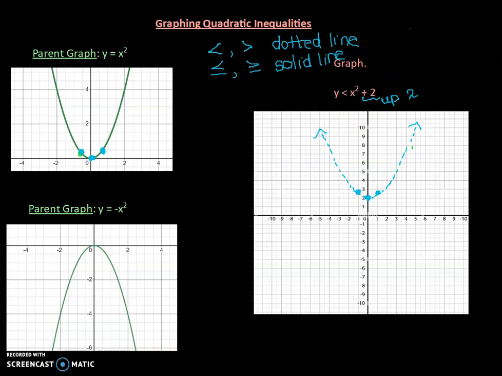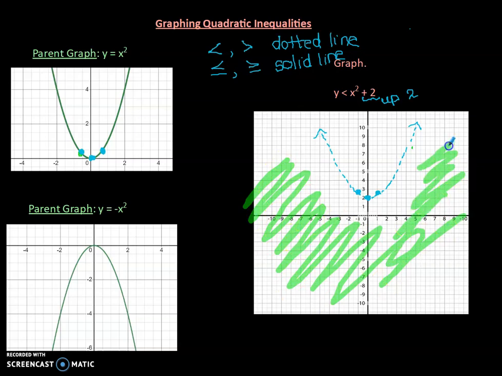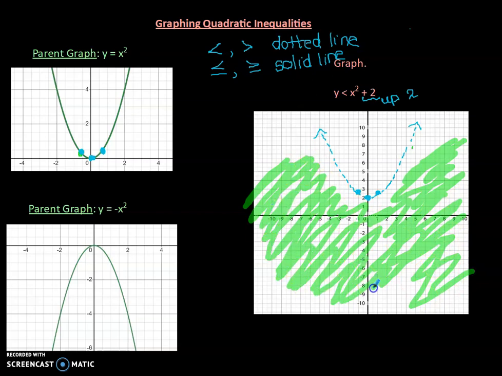And then the other part will be shading. You don't just have one answer, you have a range of answers that you could choose. Notice that it says y is less than, so I'm going to shade below the parabola. Where I am shading, these points are solutions, meaning any of these x, y points. I'm just going to keep it simple, 0, 0. That is a solution of this inequality, and you can prove it by replacing the x with 0 and replacing the y with 0, and it'll say 0 is less than 2, which is true, so it works.